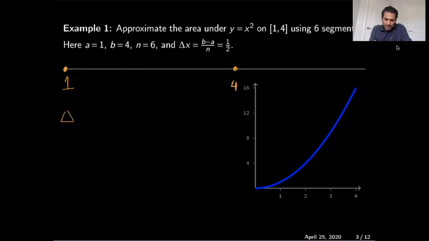First you have to calculate delta x. Delta x is 4 minus 1, the difference of the endpoints, divided by n, the number of pieces you want to divide into. So this will be 3 over 6, which is equal to 1/2. Once you have 1/2, the next point will be 1 plus 1/2, which is 1.5. If you add 1/2 again, that will be 2. If you add 1/2, it will be 2.5, and then 3, 3.5.